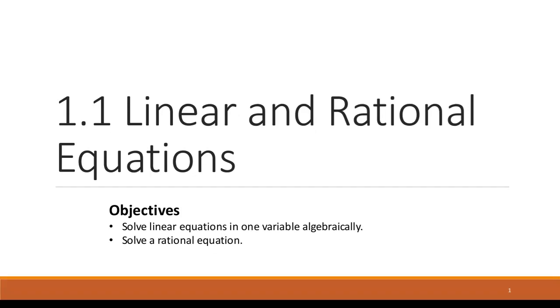Okay, today we are going to work on 1.1, which is linear and rational equations. So our objective for 1.1 is to be able to solve linear equations in one variable algebraically and solve a rational equation.